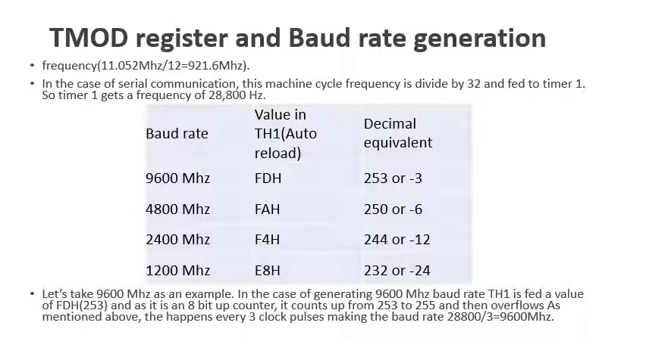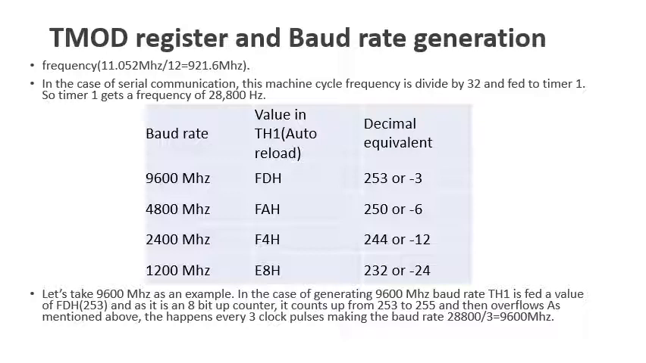Next, TMOD register and baud rate generator. As mentioned in our previous video on timer and counter, the master clock of the microcontroller is divided by 12 to give the machine cycle frequency. In the case of serial communication, this machine cycle frequency is divided by 32 and fed to timer 1. So, timer 1 gets a frequency of 28,800 Hz. What this means is that the timer gets 28,800 pulses in a second. Now, there are a number of baud rates that can be generated by using timer 1 and this input frequency. The table for the same is shown here.